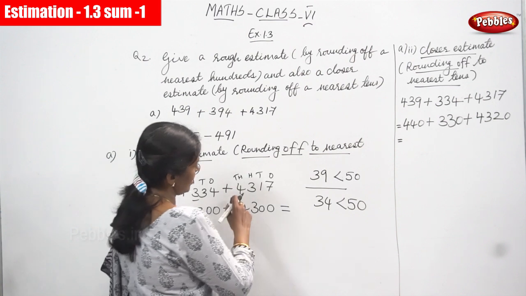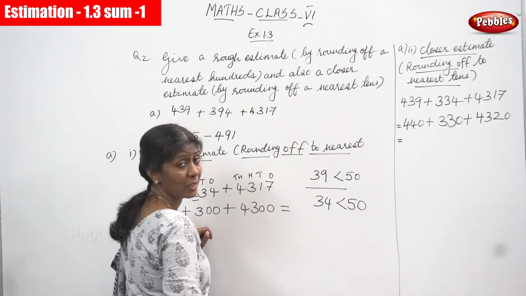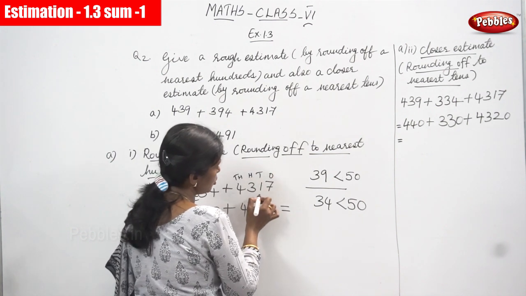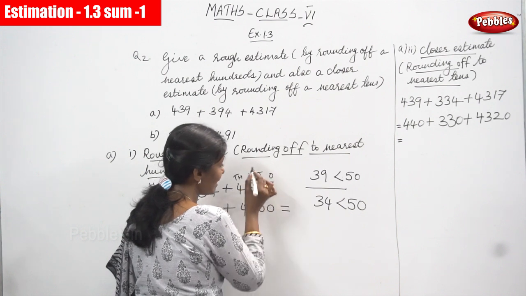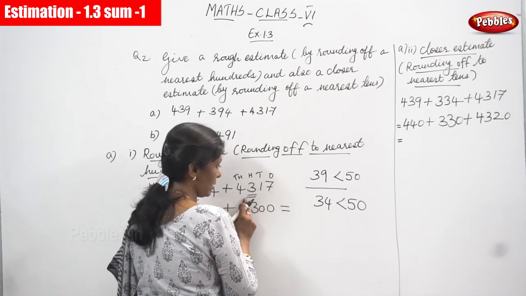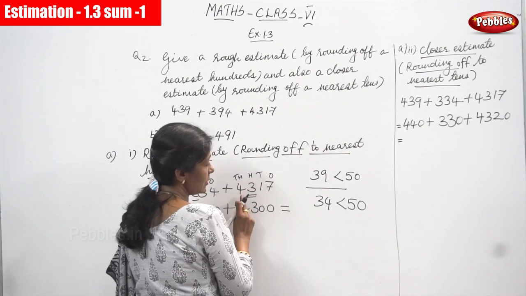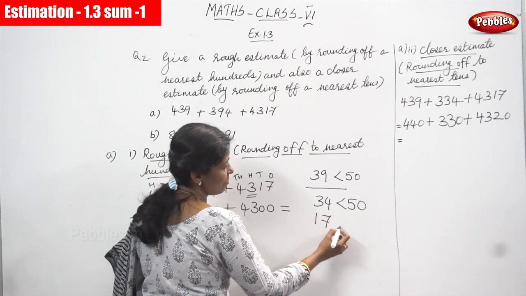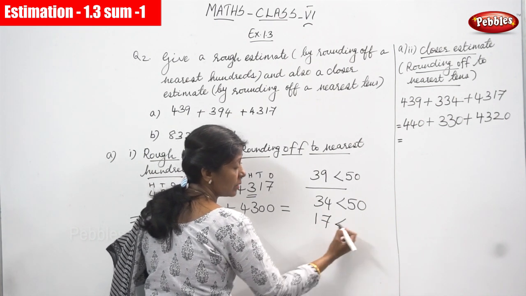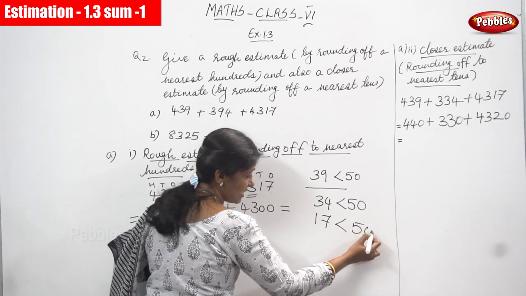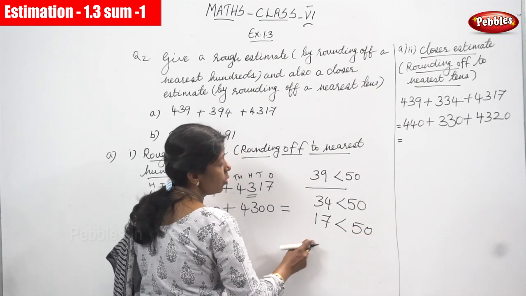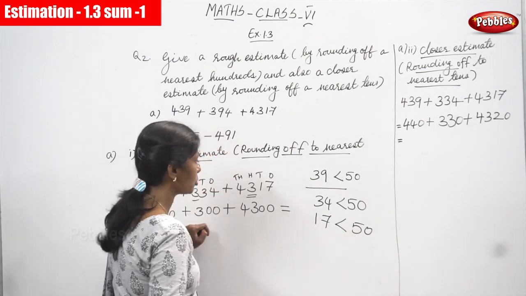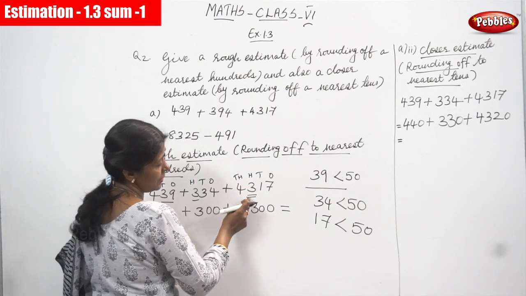So next one is, what is this? 4317. So this also, under nearest 100, you should not consider the 1000 place, you have to consider the 100 place. So what is the number? 3 here. So not only should you consider the 100 place value, you have to consider the tens and ones place value, 17. So 17 is less than 50. So it does not come under the rule. What is the rule? 50 and above 50 means you have to add 1 to the 100 place value.